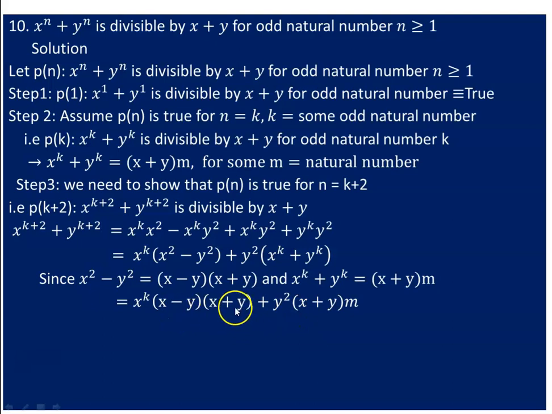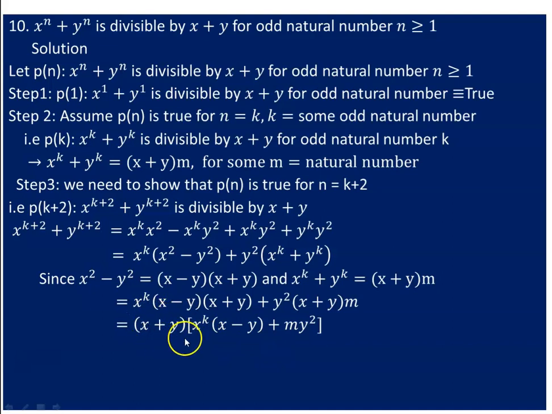Now look, x plus y has appeared twice, so am I able to take this x plus y as a common factor out? Why not? Possible. So this is going to be x plus y into x to the power of k times x minus y plus m y squared. Look what I did. I just took x plus y as a common factor out. So what is left over? Have that as it is, x to the power of k into x minus y. Then m times y squared can come. You see, students? Now x plus y is obtained to be a multiplier.